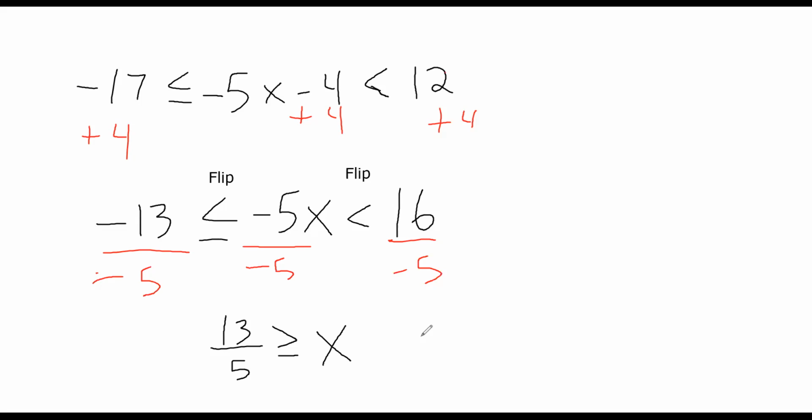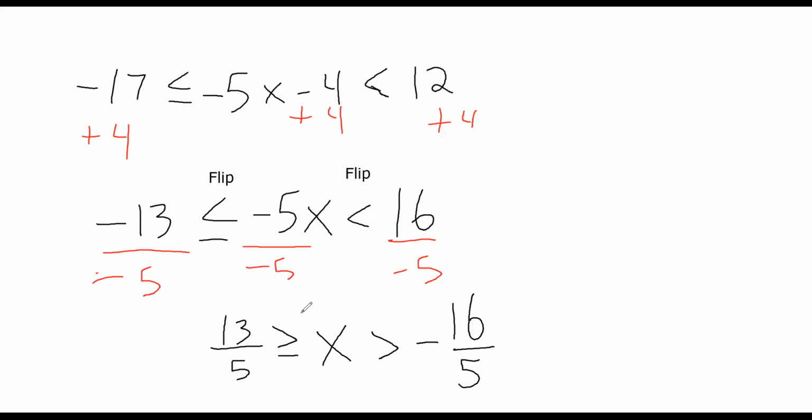Then it's just x by itself in the middle. Then I need to flip that other sign. 16 divided by negative 5, well, it's a positive divided by a negative, so the whole thing is just negative. But then 16 over 5 doesn't simplify because 16 is not divisible by 5. And now this is correct.